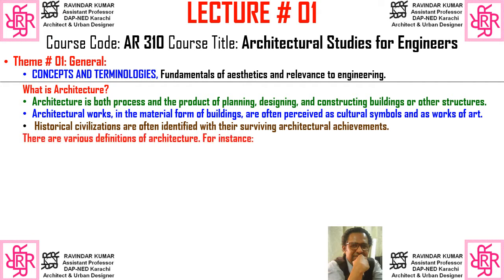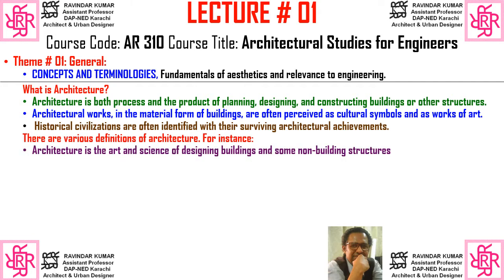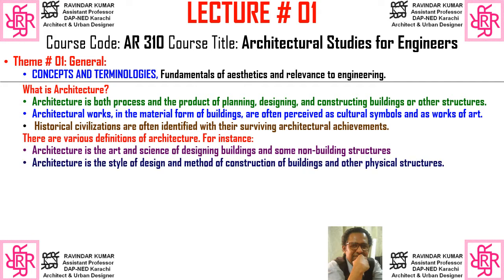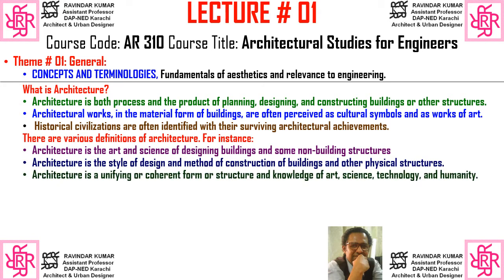There are various definitions of architecture. For instance, architecture is the art and science of designing buildings and some non-building structures. Architecture is the style of design and method of construction of buildings and other physical structures. Architecture is a unifying or coherent form or a structure and knowledge of art, science, technology, and humanity.